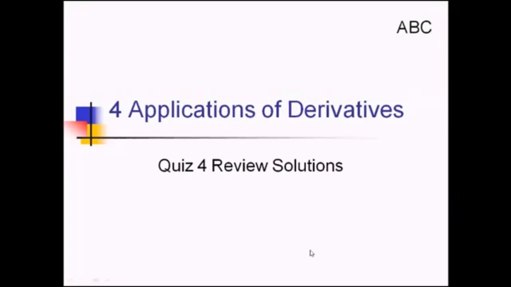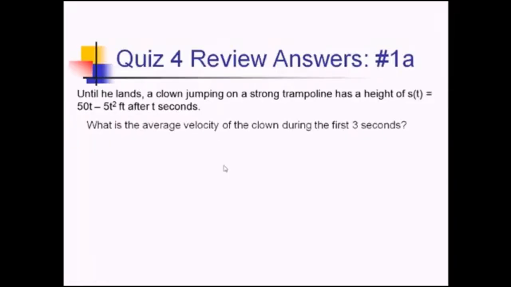Hello there, Mr. Sutton bringing you the AB Calculus Chapter 4, Quiz 4 review solutions on motion, optimization, and related rates. For this problem, we have a clown jumping on a trampoline with a height given by this formula here. Based off of that, we want the average velocity of the clown during the first 3 seconds.